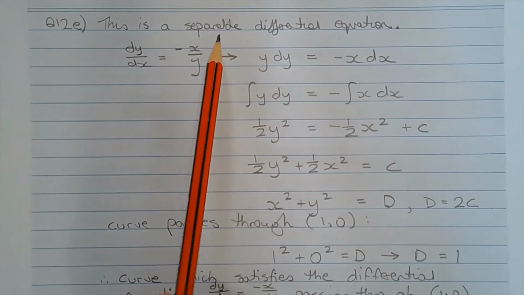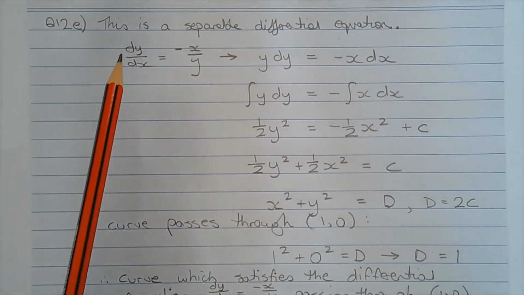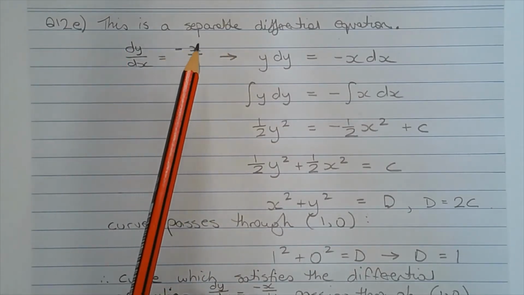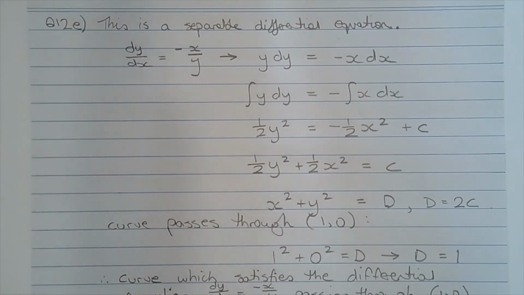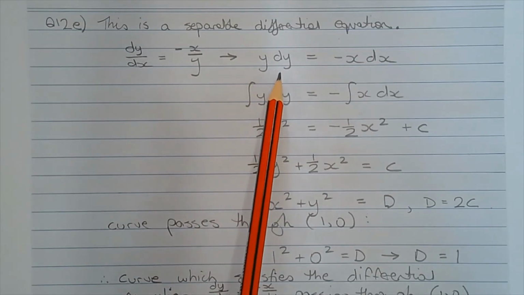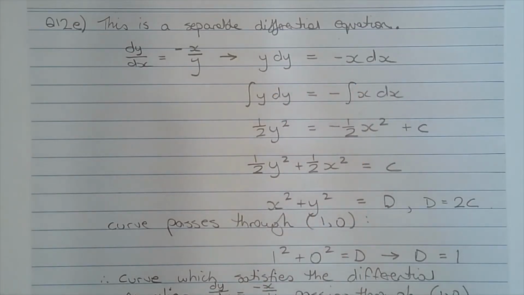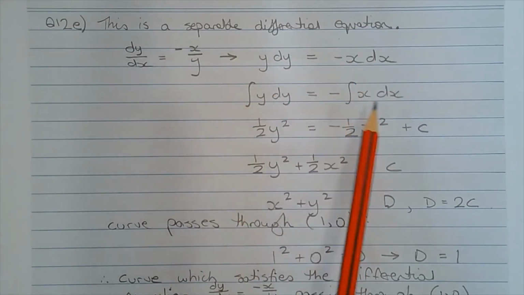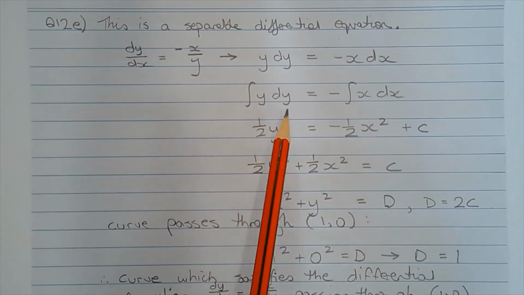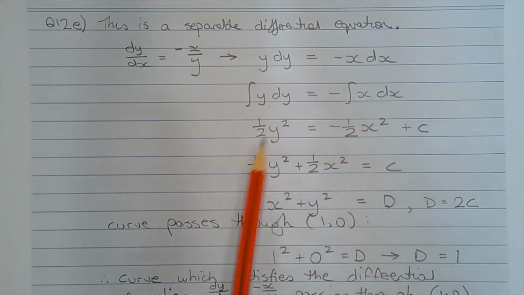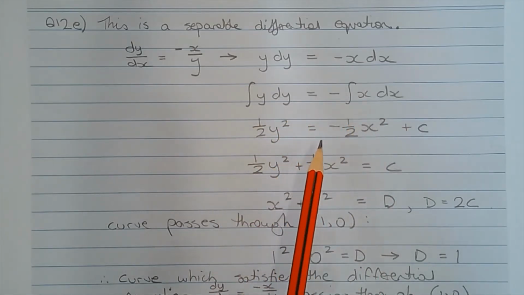This is a separable differential equation. Starting with dy over dx is equal to negative x over y and applying cross multiplication, the variables may be separated. And we get y dy is equal to negative x dx. Integrating both sides, so the integral of y dy is equal to negative the integral of x dx, we obtain half of y squared is equal to negative half of x squared plus the constant c.